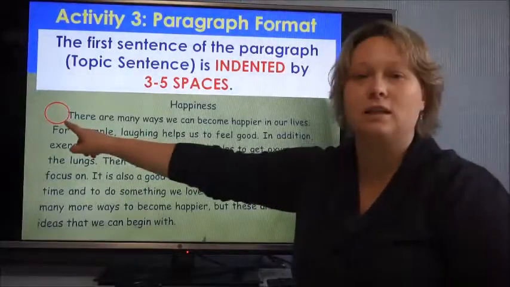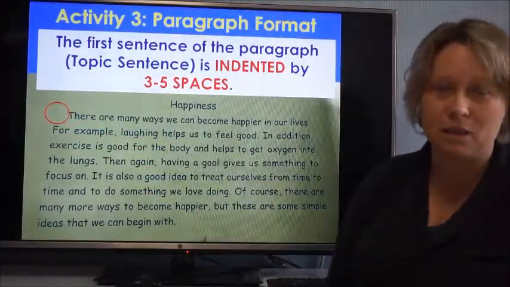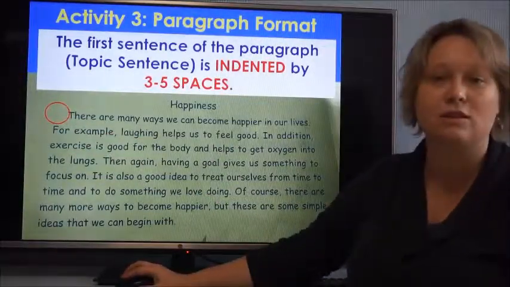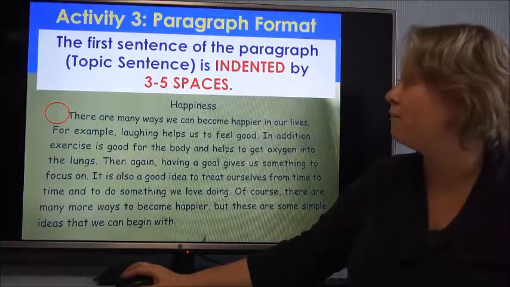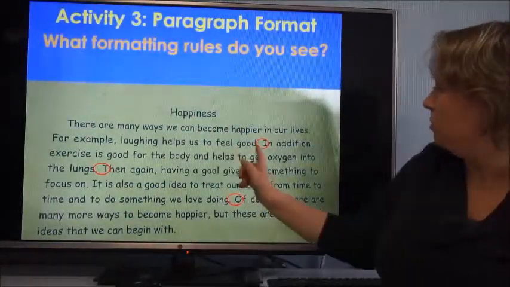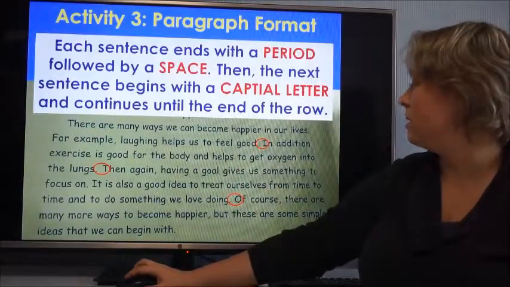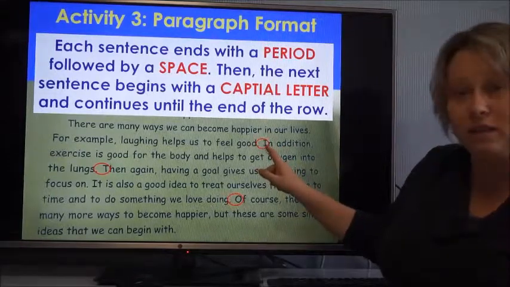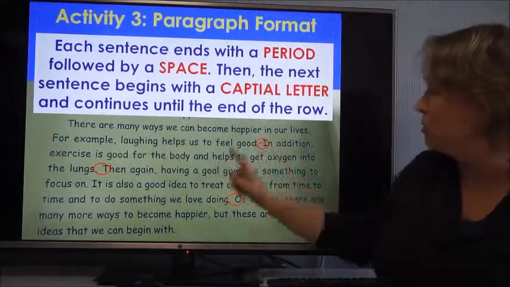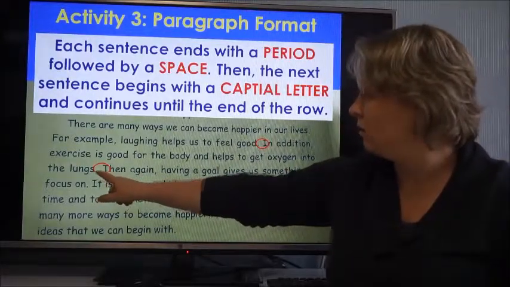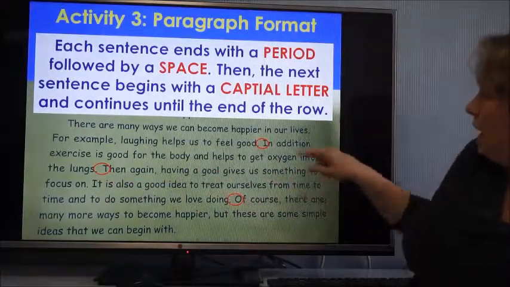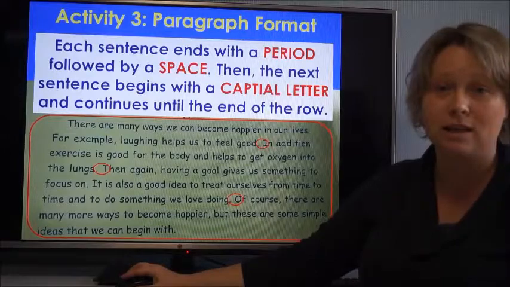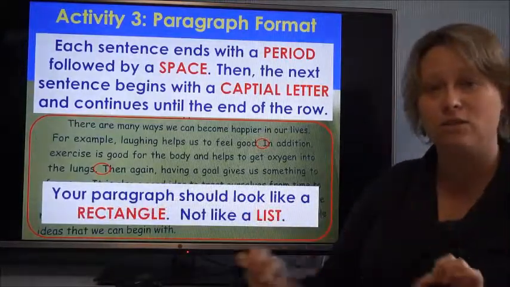Next, you'll notice that there's a space before the topic sentence begins. We call this an indent. You need to make 3 to 5 spaces to show that it's the beginning of the paragraph. Next, you'll notice at the end of a sentence there is a period, a space, and the next word in the new sentence begins with a capital letter. Also, after the period, the new sentence continues to the end of the row. This means the paragraph ends up looking like a rectangle rather than a list of information.